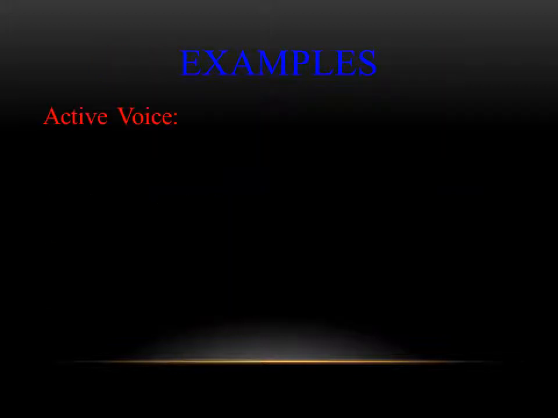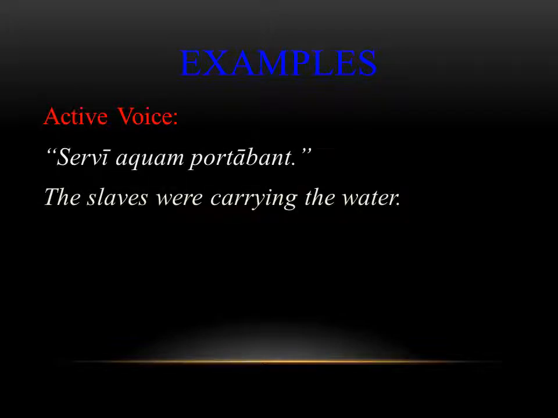So for example, let's take a look at an active voice verb. If I said servi aquam portabant, I'm saying the slaves were carrying the water. My subject, servi, slaves, is what's doing the action. The slaves are the ones carrying something. That's what we call an active voice verb, and this is what you've seen for the first 29 chapters.